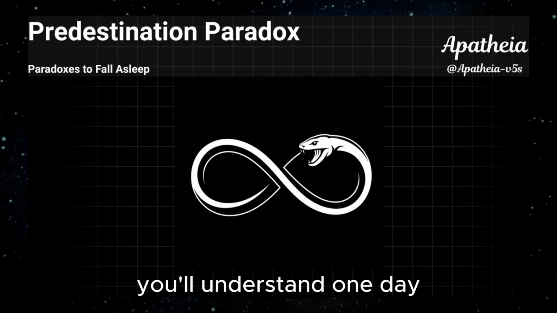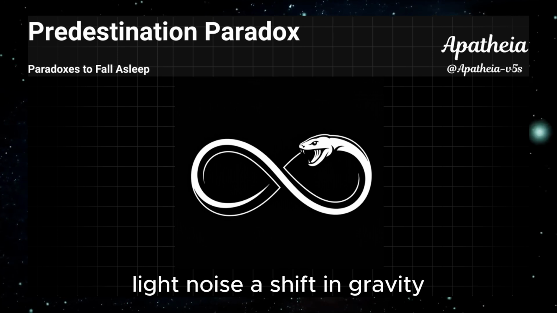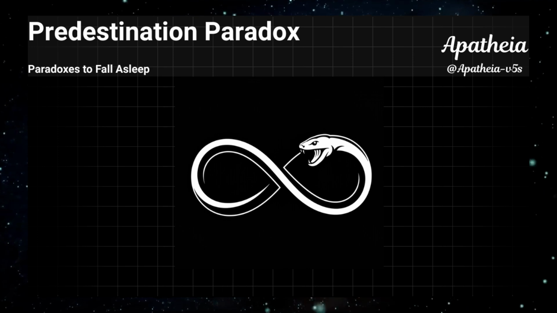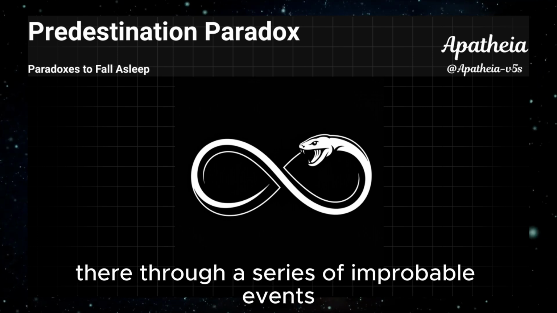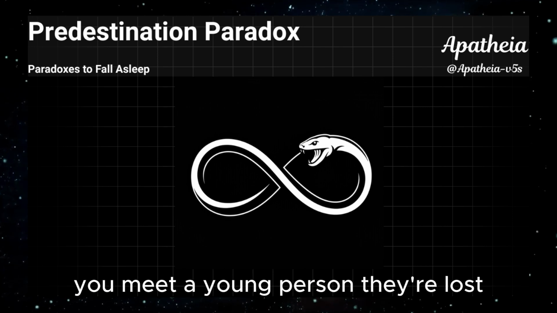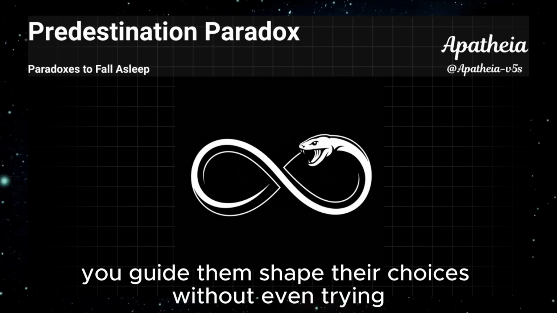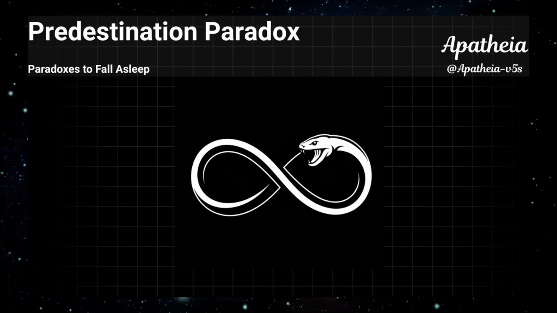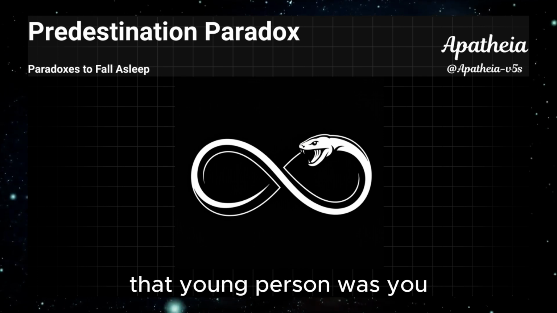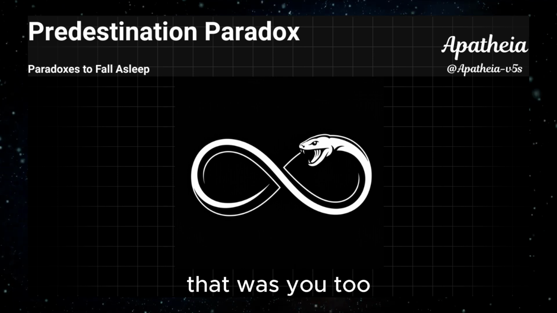You'll understand one day." Suddenly you're pulled into a machine. Light, noise, a shifting gravity, and when you open your eyes, you're not in your time anymore. You've been sent to the past. There, through a series of improbable events, you meet a young person. They're lost, uncertain, looking for meaning. You guide them, shape their choices. Without even trying, you influence their life. They take a path they never imagined, and as you grow older, it hits you that young person was you. And the stranger who gave you the device, that was you too.